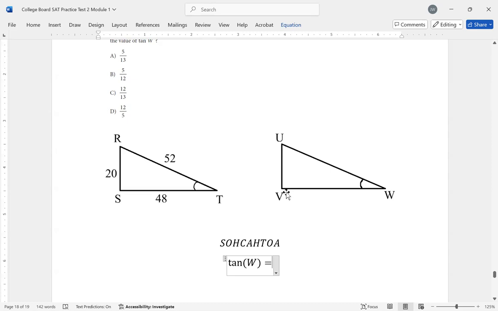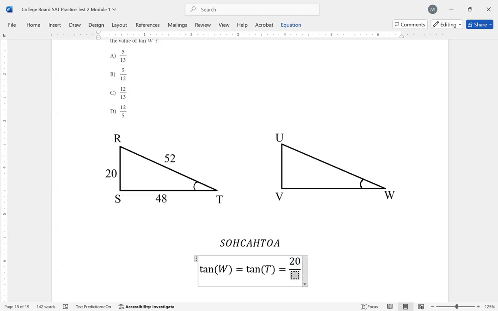Again, I don't know if this triangle is the same size. It's probably smaller or probably bigger, probably different size. They're similar but different size. But the ratio of these two legs should be the same ratio as the legs of this triangle because these are similar triangles. And so the tangent of W is going to be the exact same value as the tangent of T, which we know is opposite over adjacent.